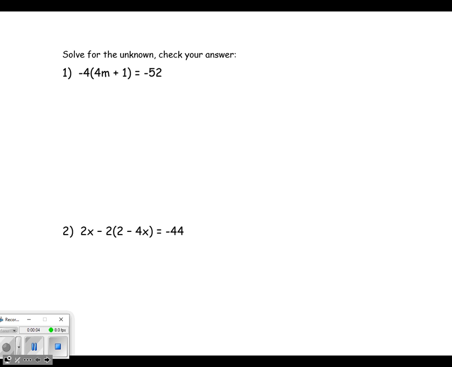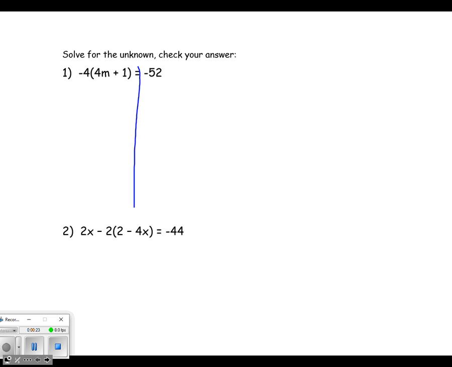Okay, so this is your starter for October 7th, Wednesday. We're going to practice solving some equations here with distributive property that we learned about yesterday. And the second one also has combining like terms. So good review of what we've learned so far.